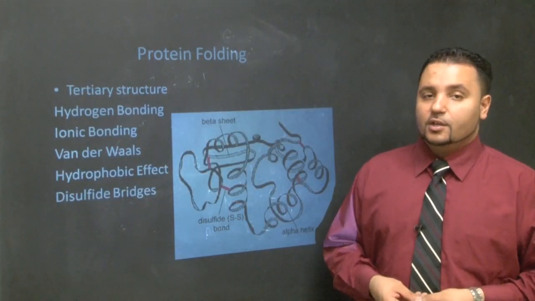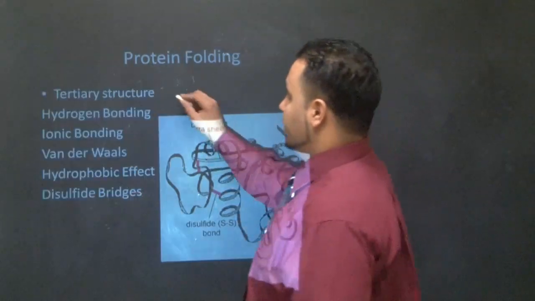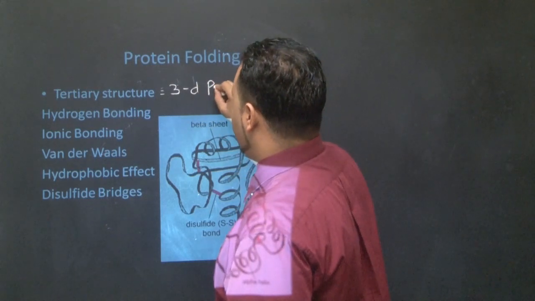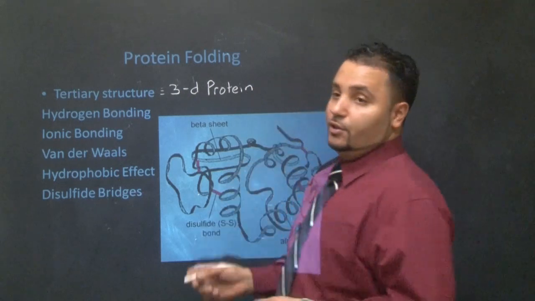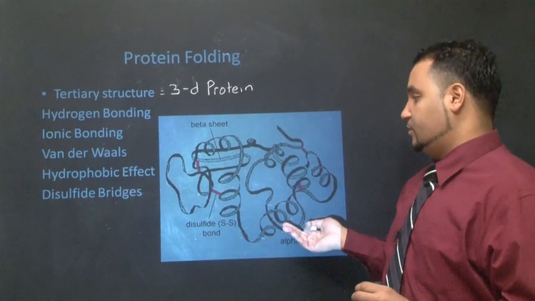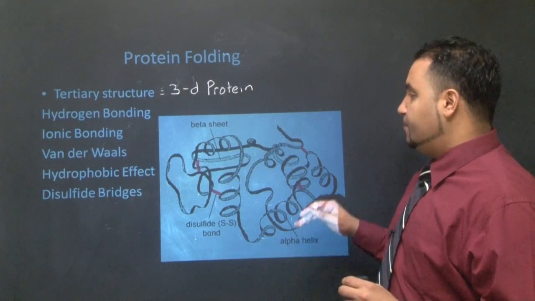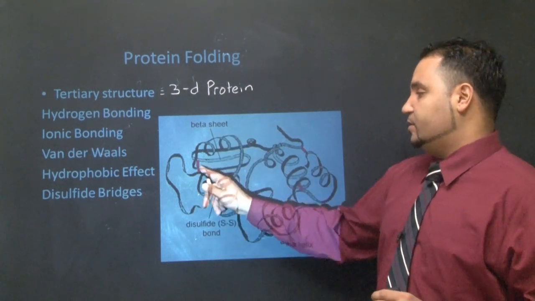Tertiary structure. So the tertiary structure is now your 3D protein. Okay, so by the time we reach over here, we have our 3D protein ready to go. Sometimes it's referred to as a globular protein or a really big protein. That's what you have. You can see some alpha helices here, and you can see some beta pleated sheets as they're pointing out over here. There's a disulfide bridge that brings them together.